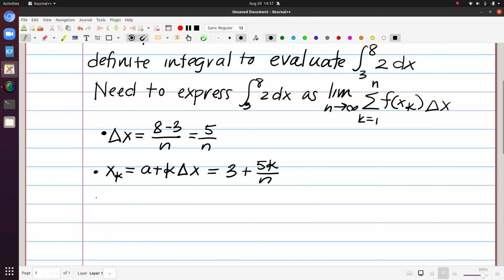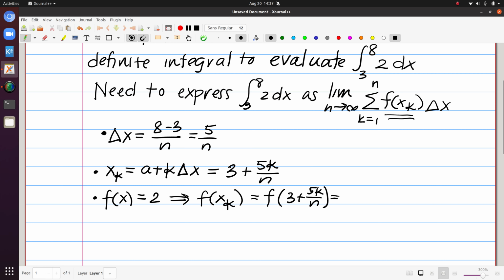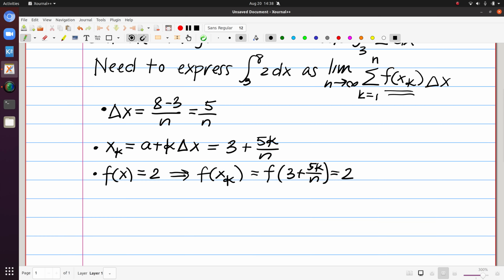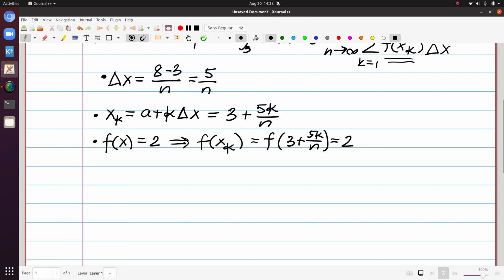Our function f of x, in this instance, is the constant function 2. Normally, as you see in our sum up here, I need to specifically evaluate my function at the xk I found above. So I would plug in 3 plus 5k over n. But for this function, no matter what you plug in, the output is 2. So it doesn't really matter what I found xk to be. I get 2. In the next example, we'll see how that dependence on xk does arise when I have a non-constant function.